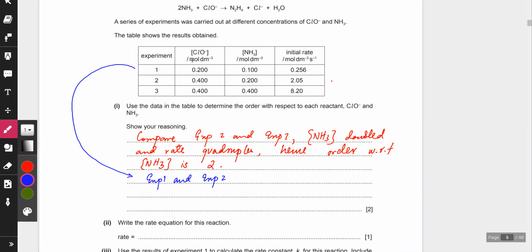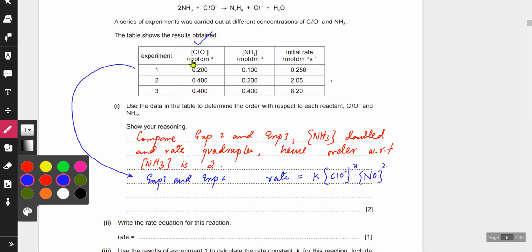And what you're going to do is, you have the rate equation with you. The rate equation is k times the concentration of ClO⁻ raised to the power x, since you don't know what the order is, and NO's concentration, and you know the order for NO, that's 2. Okay, you take rate and you substitute values for experiment 1.